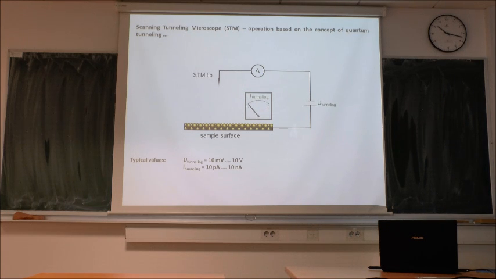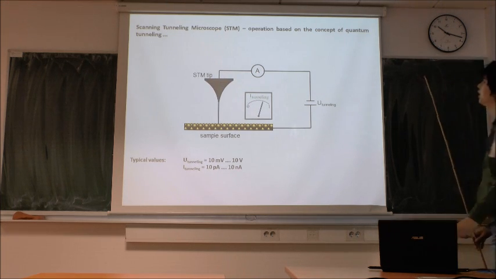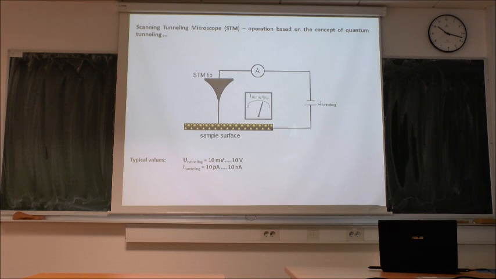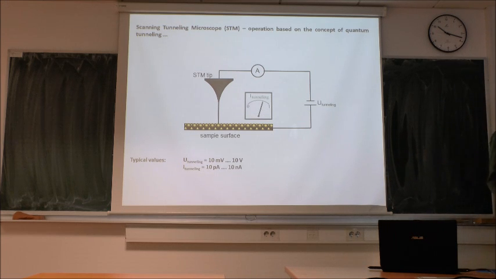So what's the name? Scanning tunneling. The STM operation is based on the quantum mechanical effect called tunneling. So what is this effect? This means that a particle, in this case an electron, can overcome a potential barrier even if its energy is lower than that of the barrier. In this case, the barrier is the vacuum region between the STM tip and the sample surface.